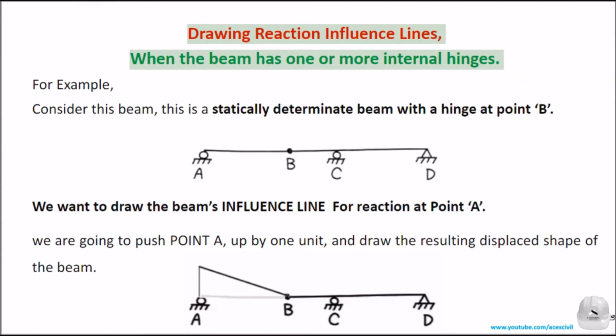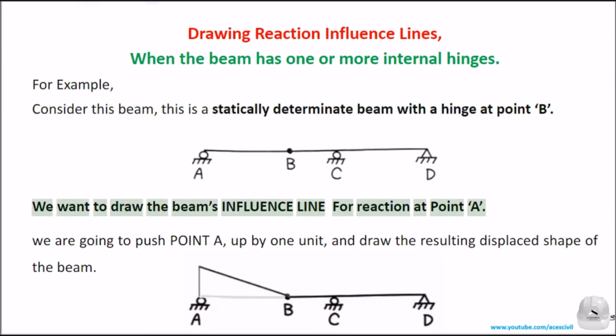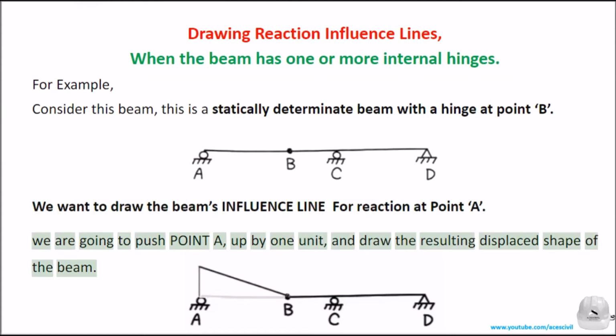Drawing reaction influence lines, when the beam has one or more internal hinges. For example, consider this beam. This is a statically determinate beam with a hinge at point B. We want to draw the beam's influence line for reaction at point A. We are going to push point A up by 1 unit, and draw the resulting displaced shape of the beam.